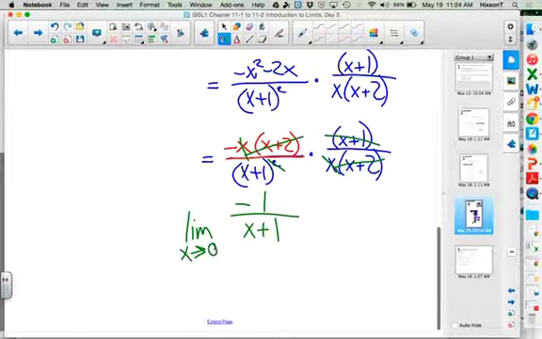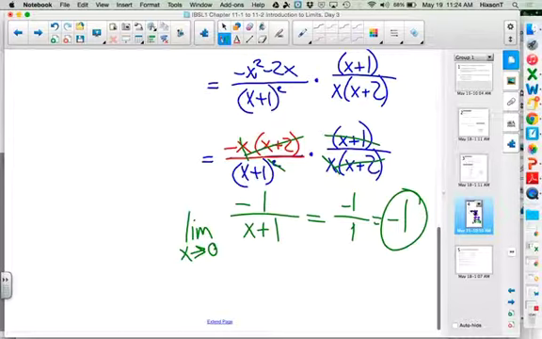Do we get an indeterminate form now when we find the limit as x approaches 0? No. So now we can use direct substitution. Negative 1 over 1 is negative 1, and there's our answer. Okay? So you see here the limit part of it is very simple. It's all the algebra to get out of that indeterminate form that can be a pain.